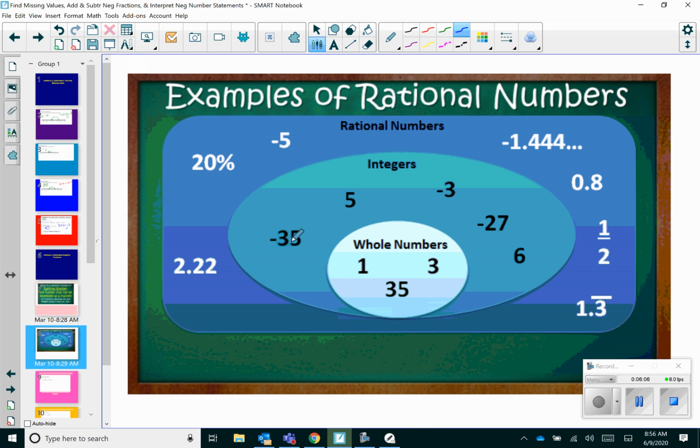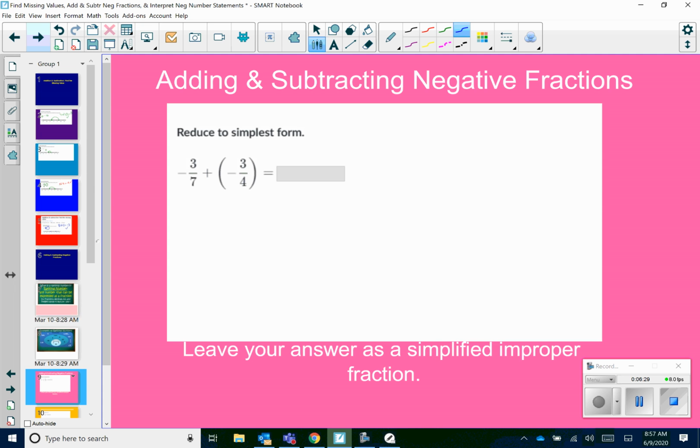35 would be a whole number, but negative 35 would only be an integer, not a whole number, because it's a negative. And then out here on the outside, we have all of our rational numbers, which include whole numbers, integers, as well as your percentages, your decimals, your fractions, your terminating decimals, and your repeating decimals. Okay, so let's get into a few of these addition and subtraction problems.